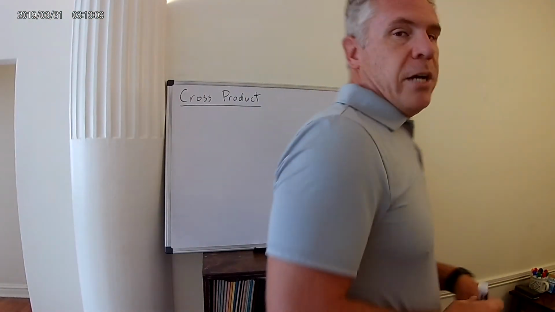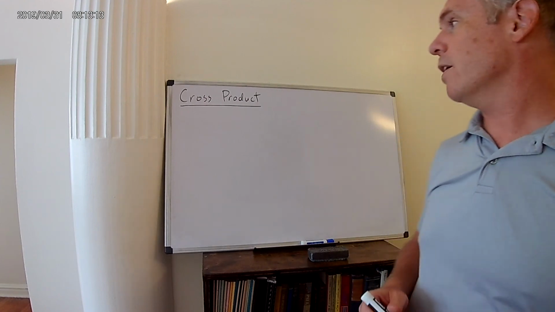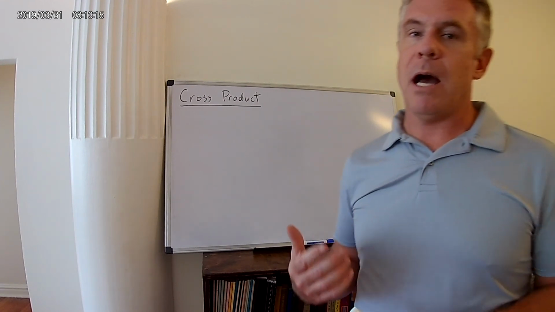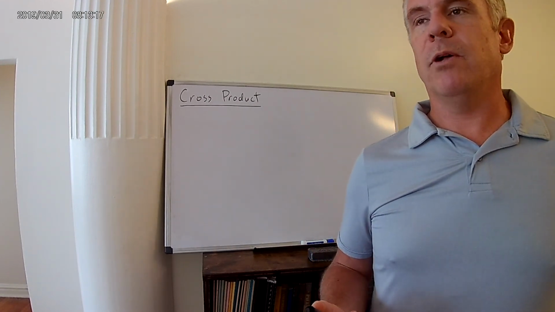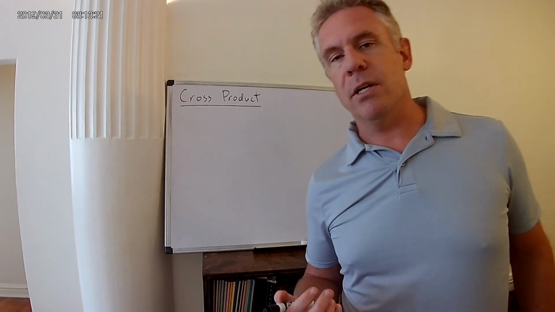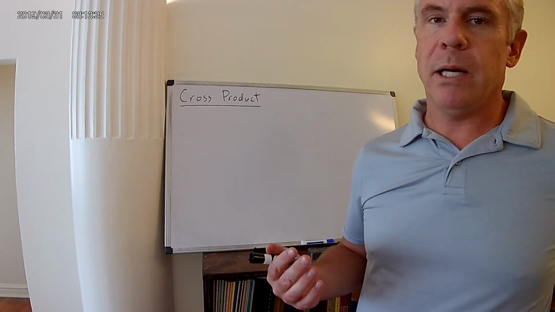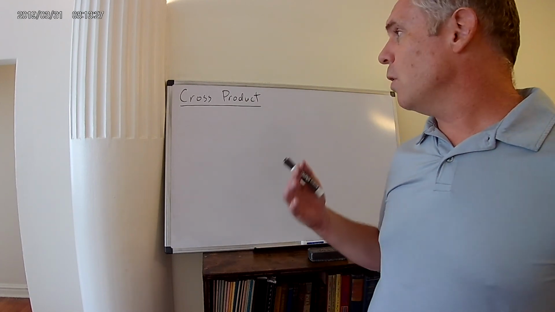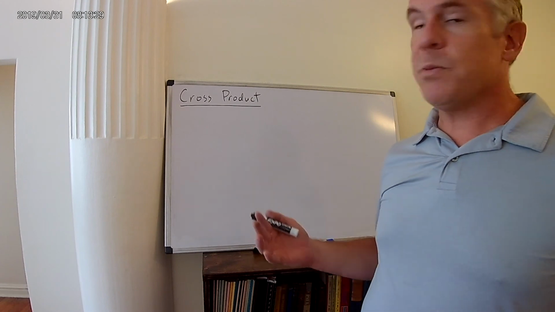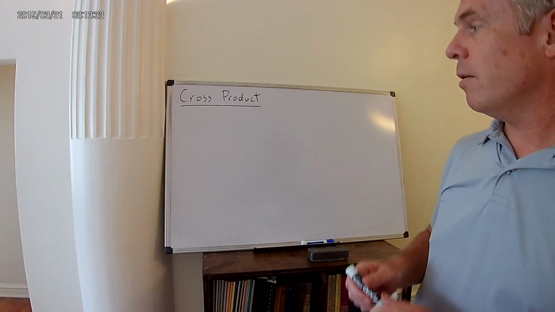Okay, this is a video lecture for Math 283, and the topic is the cross product. Now, we've already talked about the dot product, which is one way you can multiply two vectors together, and the result of the dot product is a scalar, it's just a number. It turns out there's another way we can multiply two vectors together, and that's called the cross product. With the cross product, the result is another vector, not a number.